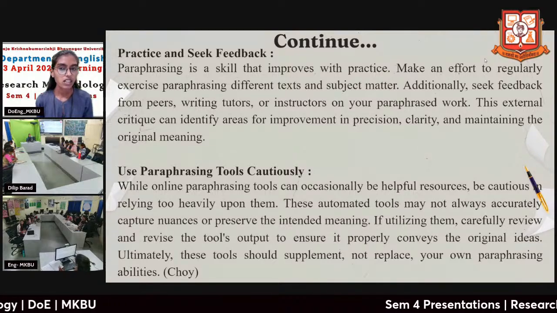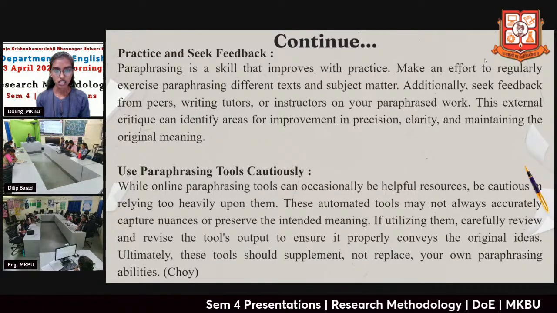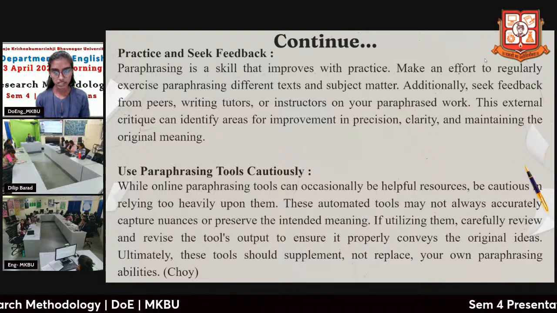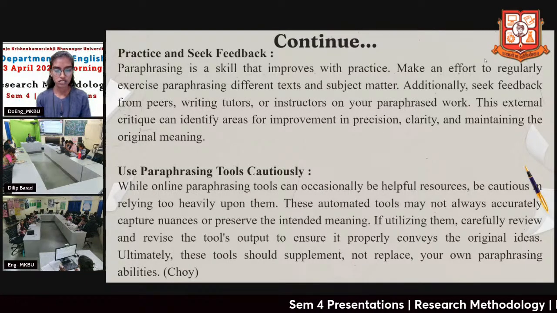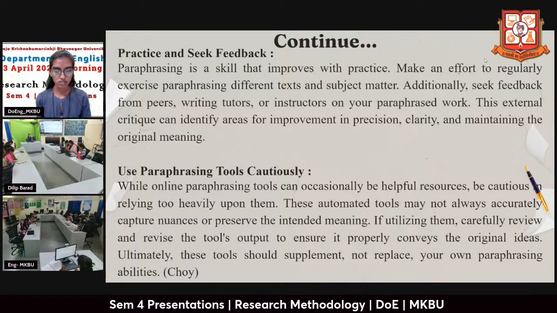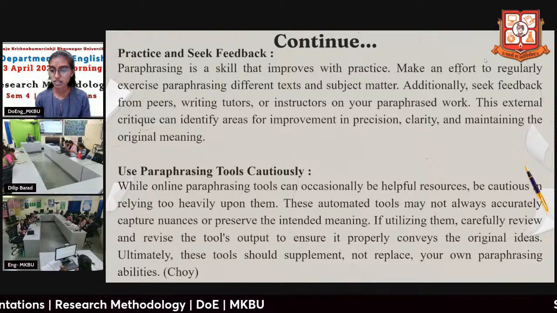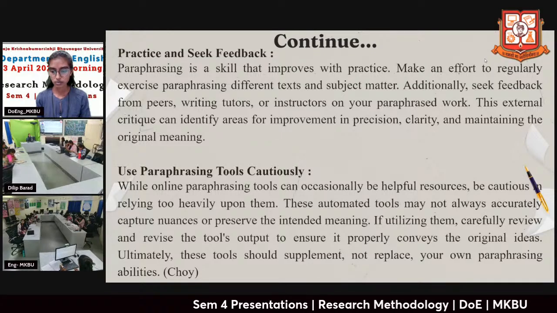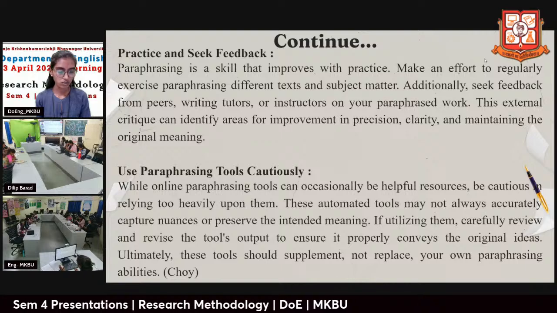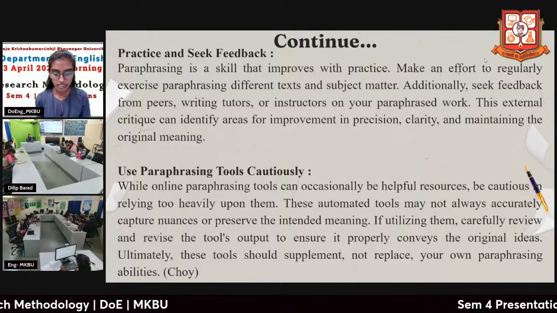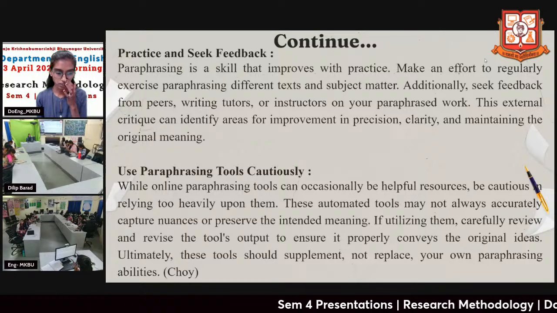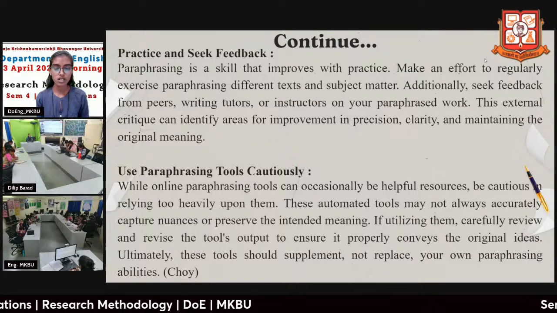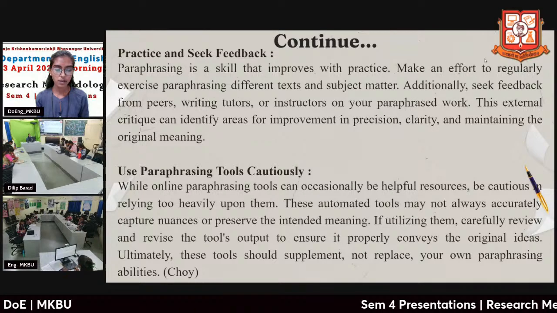Then practice and seek feedback. Paraphrasing is a skill that improves with practice. Make an effort to regularly exercise paraphrasing different texts and subject matter. Then use paraphrasing tools cautiously. While online paraphrasing tools can occasionally be helpful resources, be cautious in relying too heavily upon them. These automated tools may not always accurately capture nuance or preserve the intended meaning. If utilizing them, carefully review and revise the tool's output to ensure it properly conveys the original ideas. Ultimately, these tools should supplement, not replace, your own paraphrasing abilities.